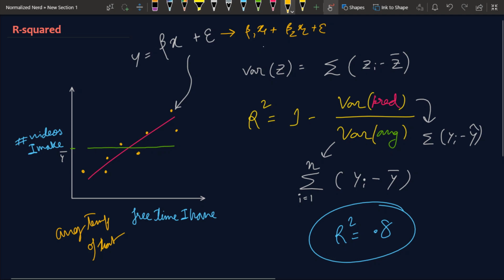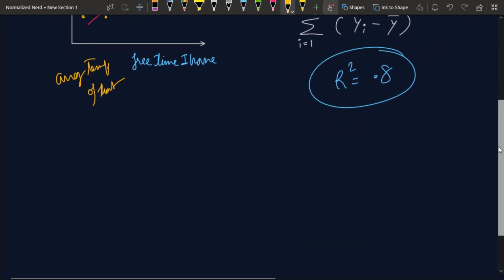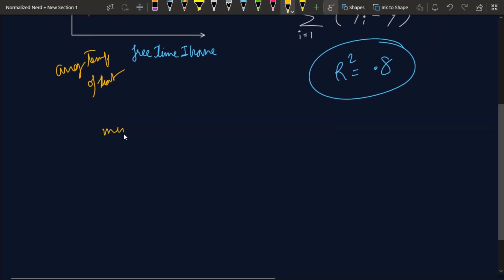Now if you are really interested and want to know why our new model can never produce an r squared less than our previous model, here's the intuition for you. Well, what we do in the least squares method, let me just write a few steps here. So we minimize our square error, and the square error is nothing but y minus y hat squared, right?